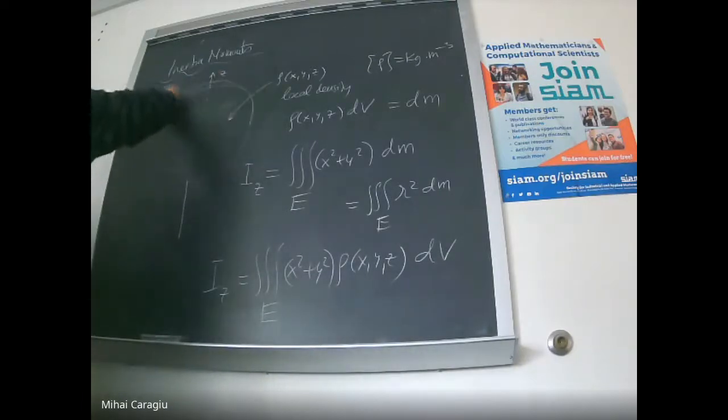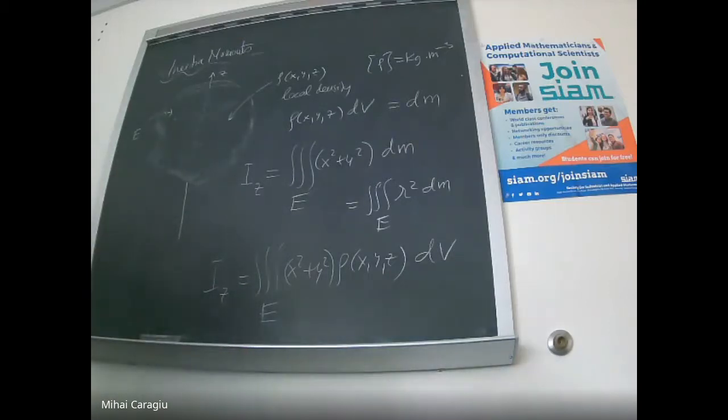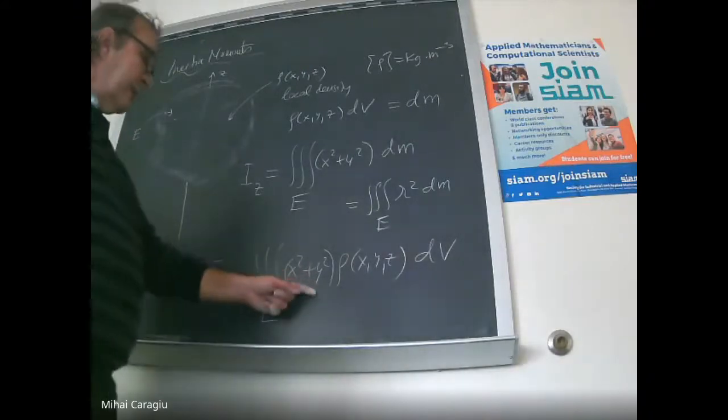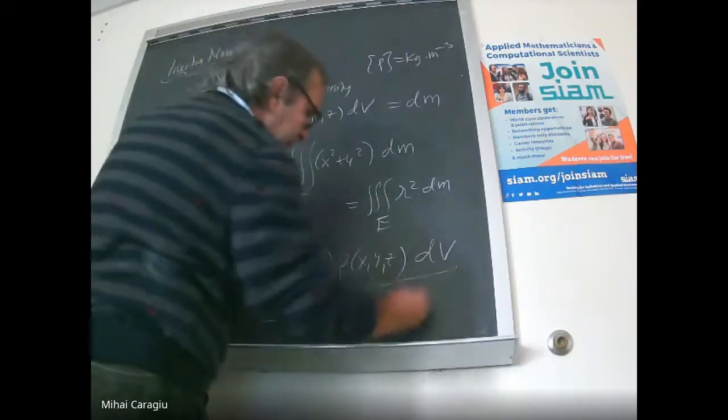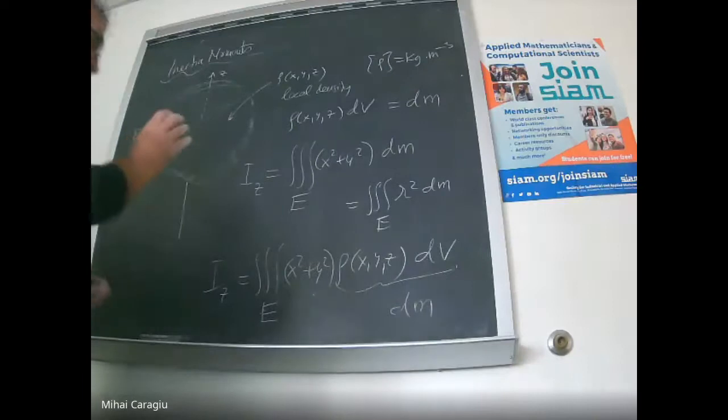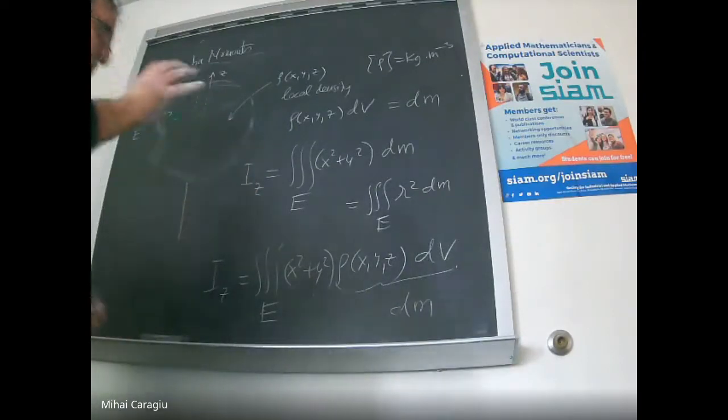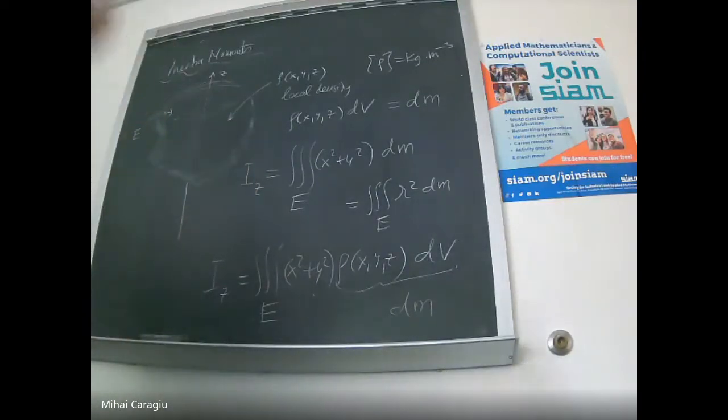This whole thing is E. So I sub z is the triple integral over this solid E of x squared plus y squared, that means the square of the distance to the z-axis, times dm, which is rho of x, y, z dV. So it's like the discrete form will be the sum of the mass times the square of the distance to the z-axis. And we sum all the masses for all the particles in the solid.